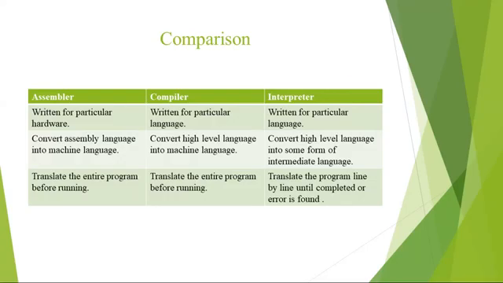The second main difference: an assembler converts assembly language into machine language, while a compiler converts a program written in a high-level language into machine language. Thirdly, an interpreter converts a program written in a high-level language into some form of intermediate language. It is intermediate because it converts into a language such as assembly language or low-level language, machine language.